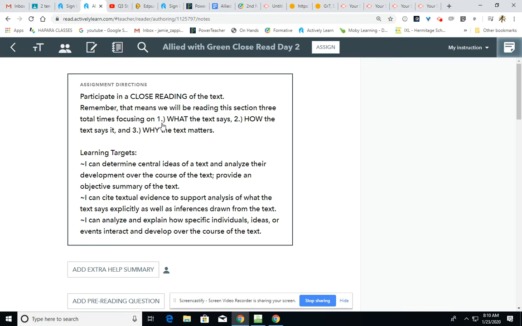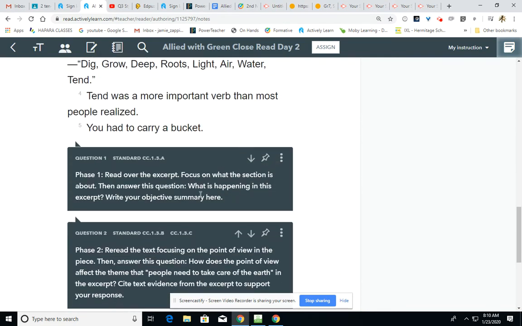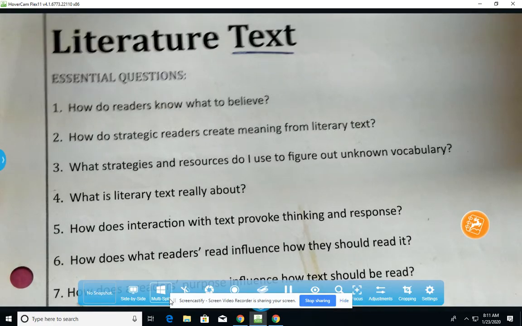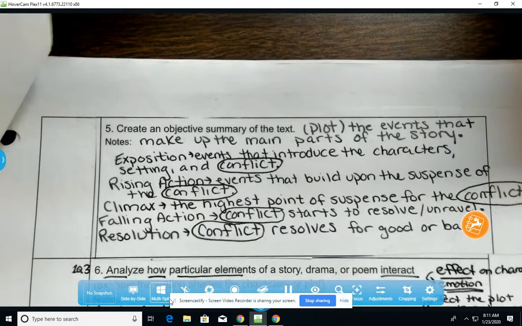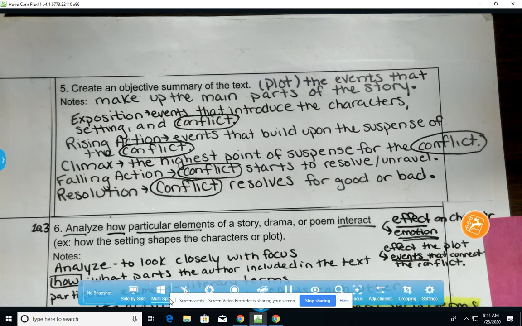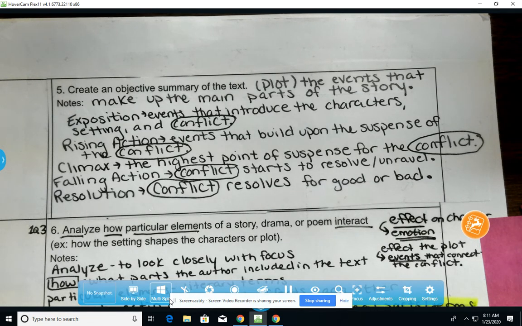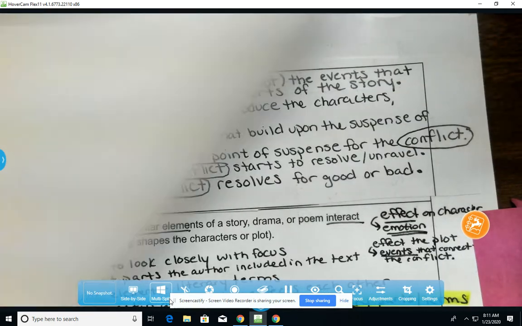For the first phase of reading, for what the text says, I want you to read the text excerpt to create a summary of the text. As we do that, we are focusing on learning target number 5, to create an objective summary of the text. As you create your objective summary, please make sure that summary emphasizes the conflict within the section of the piece, because in literary text, we always emphasize and highlight the conflict as we are creating a summary of the text. Also, keep in mind, objective means we keep our viewpoints, our opinions, and our thoughts out of the summary and only focus on what is in fact happening within the excerpt.